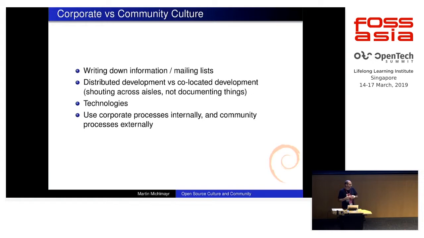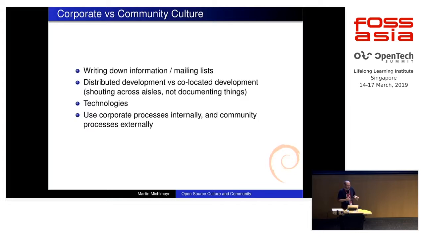So one example is writing down information. In open source, we really like writing down everything. We enjoy communicating on the mailing lists, which are archived, or in chat systems, which are archived. And this has a lot of benefits, because other people can get involved, they can read what's going on, and they can participate. But a lot of the corporate culture is to just get a room and talk about stuff. And sometimes corporations even avoid writing down stuff because they don't want to be taken accountable later.